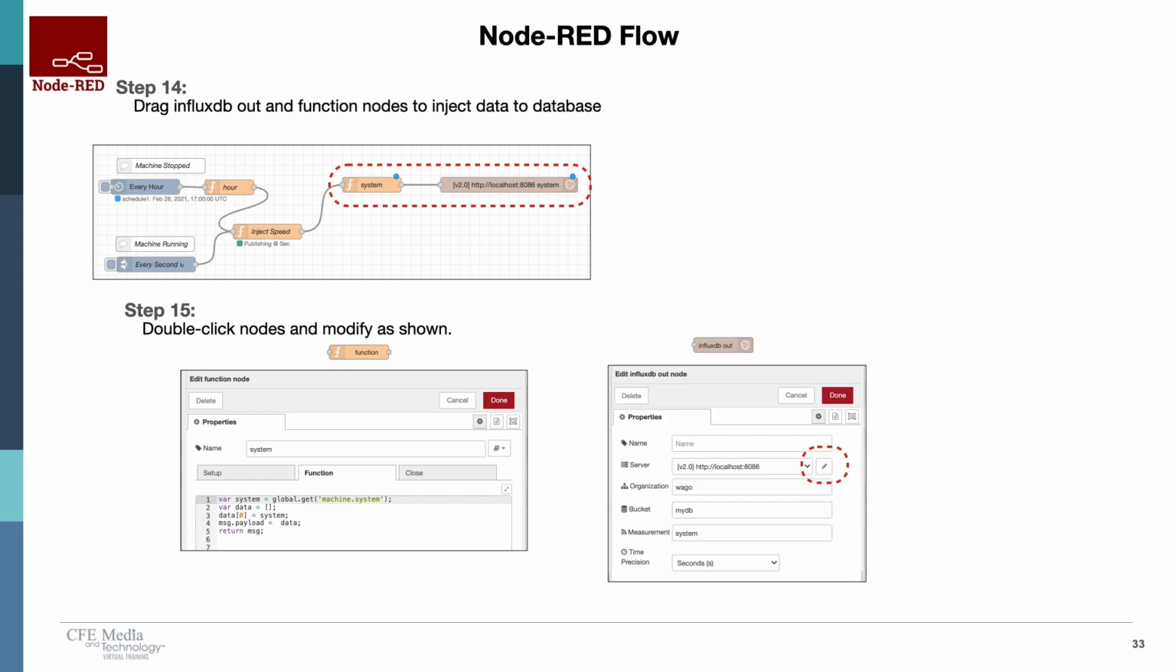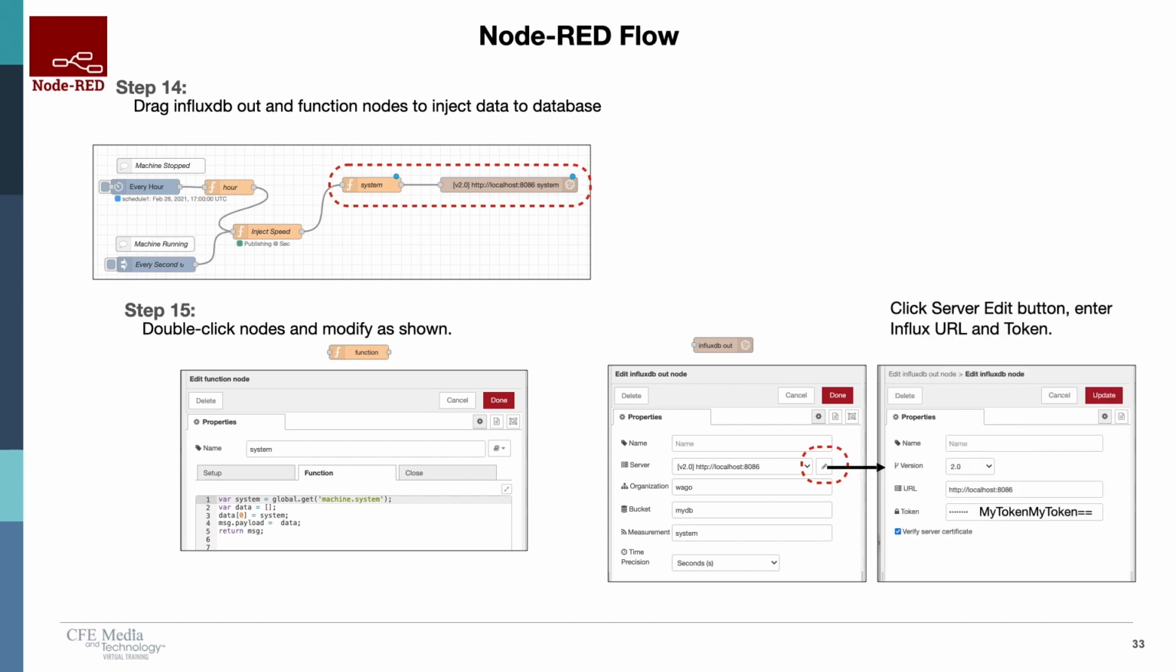You have to configure the server for the InfluxDB out, and just click on the little pencil, and here you can put in the token that we created, as well as the organization, bucket, and the measurement that you want to call this. So we're going to call this system just to match what we have in our flows.